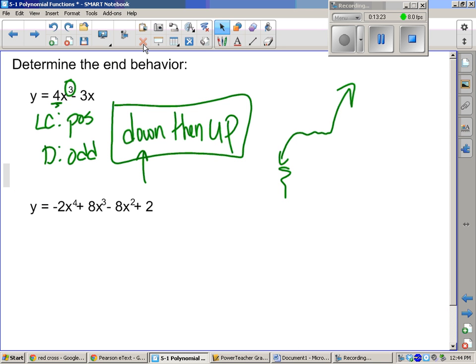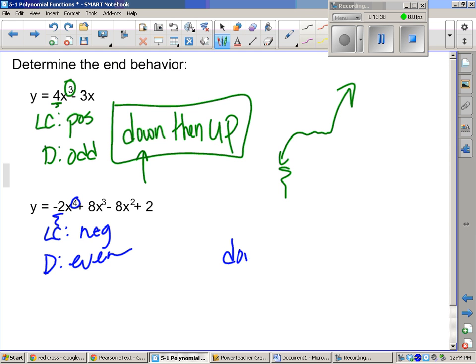Here's another example. Again, we're going to identify our leading coefficient. This time it is negative. And then our degree, that's my exponent here. My degree is even. So if you think about that, negative means it goes down at the end. And even means does the same. So it's actually going to be down and down. Down, then down. So they're both down. And again, we know stuff's going on in between. You like my pictures? They're great.